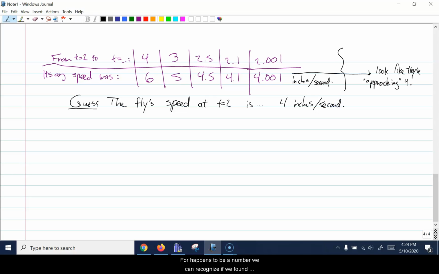4 happens to be a number we can recognize. If we'd found it was getting closer and closer to 1.93314, I wouldn't be able to recognize that number as exactly whatever it is. Sometimes the number is a number that I can recognize if you show me a bunch of digits. 4 is easy to recognize if you give me the first 30 digits. I can make the guess, probably the answer's 4. Sometimes you're lucky in that way, sometimes you're not. We'll see more and more tricks around that. But that's the fundamental idea.